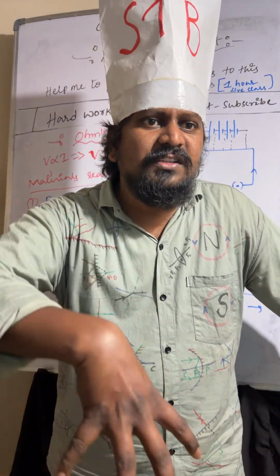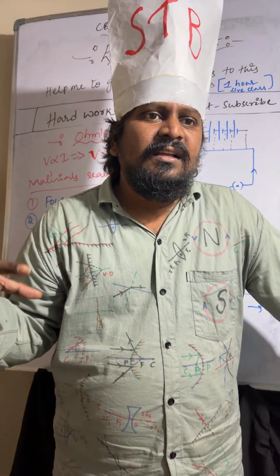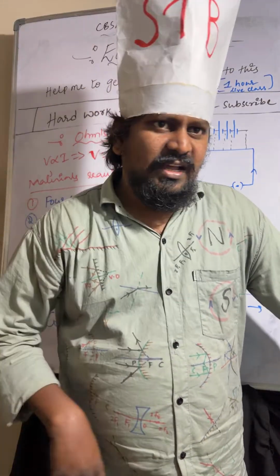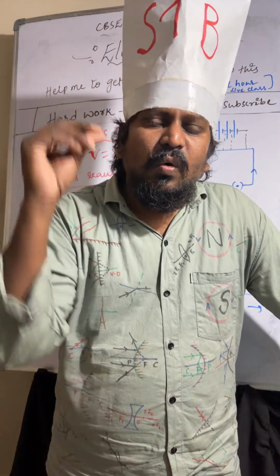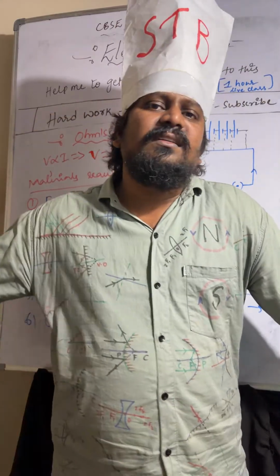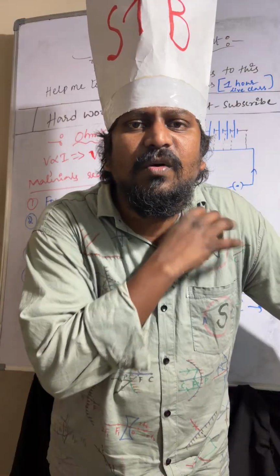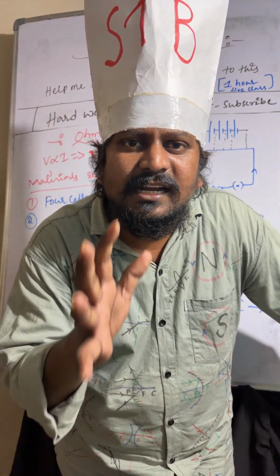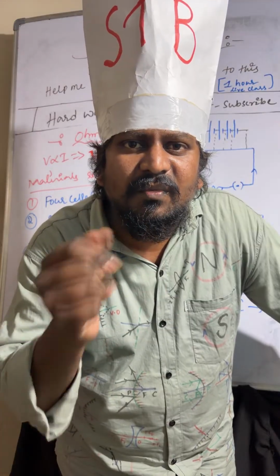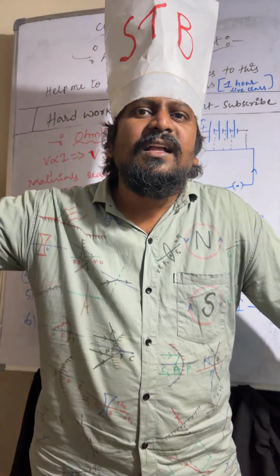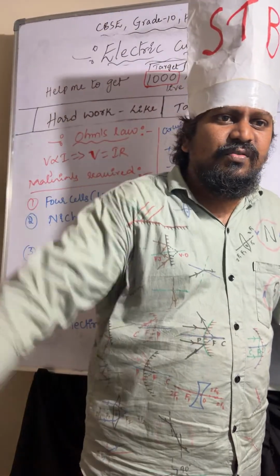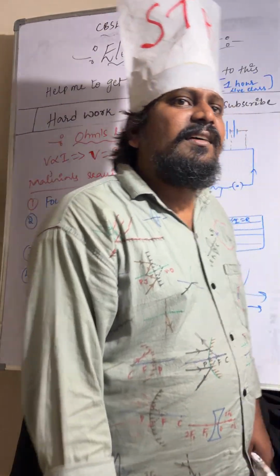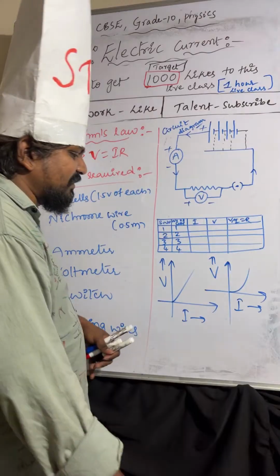If it follows Ohm's law, that is called an ohmic conductor. If it does not follow Ohm's law, those are called non-ohmic conductors. That's enough. I hope it is very clear, right?